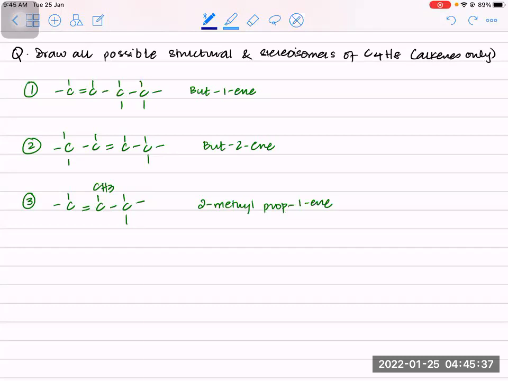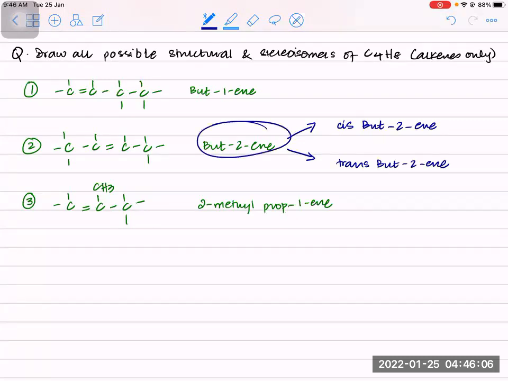In the second one, but-2-ene. If you see, this is the carbon-carbon double bond. You have the double bond, yes. This one has a H, CH3. Are they both different? Yes. This one also has a H, CH3. Are they both different? Yes. So will this show cis-trans? Yes. This will have not 1, but it will have how many isomers? 2. It will have cis-but-2-ene and it will have trans-but-2-ene.